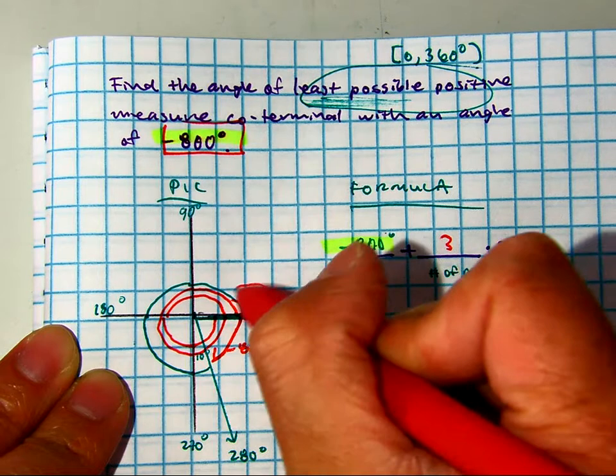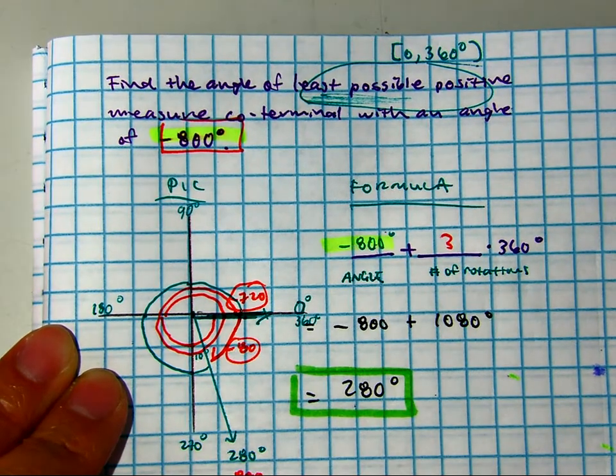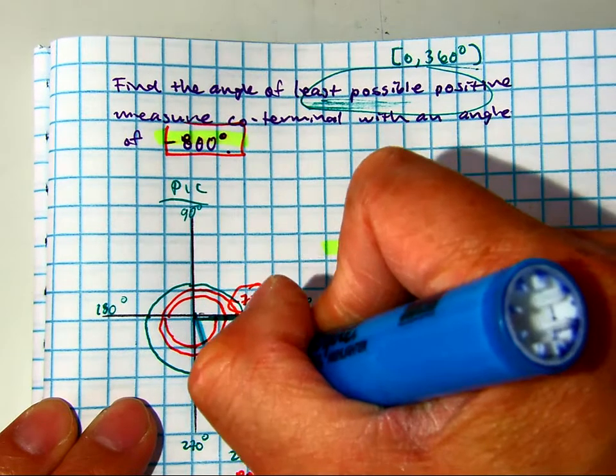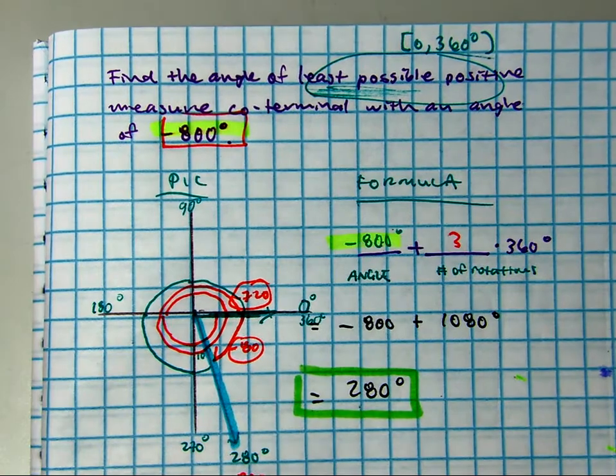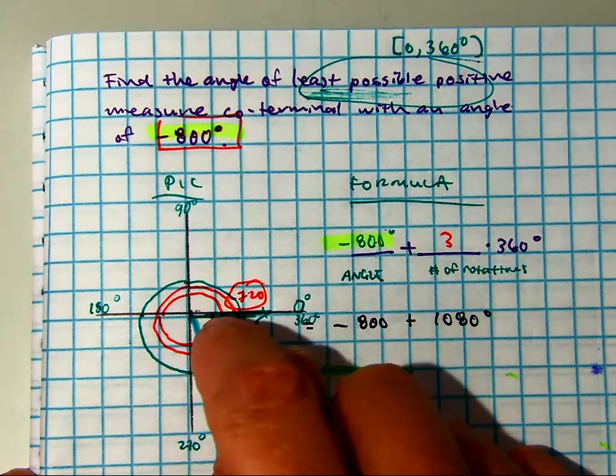Notice that we end up in the same position. That's what coterminal means. Two rays that are going to eventually meet at the same place, whether we did positive angles or you did negatives. So to summarize what coterminal angles are, you're basically just adding or subtracting 360.